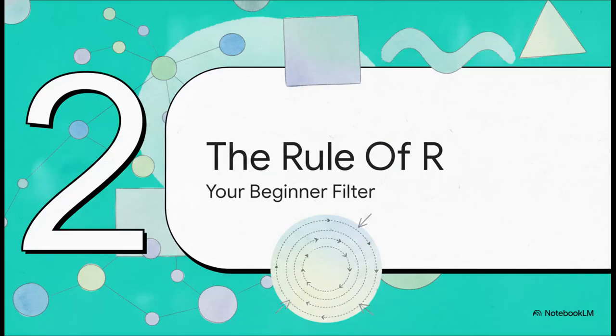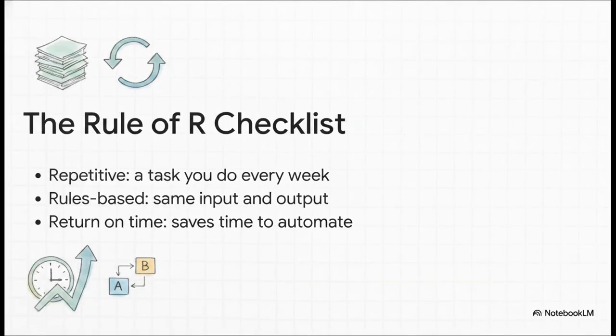Section 2, the rule of R. Okay, so you're ready to build your first agent. But what should it actually do? Look, if you're a beginner, it is so incredibly easy to waste hours trying to automate the wrong thing. And that is exactly why we use the rule of R checklist.